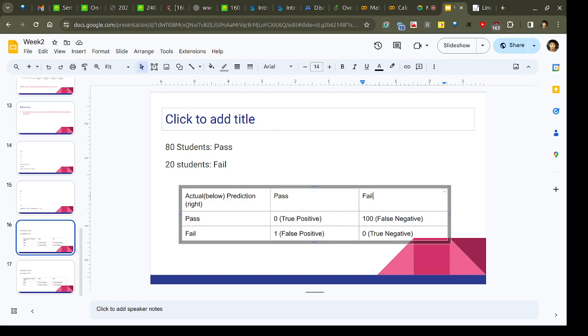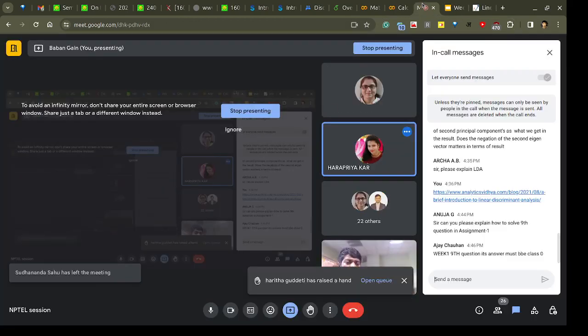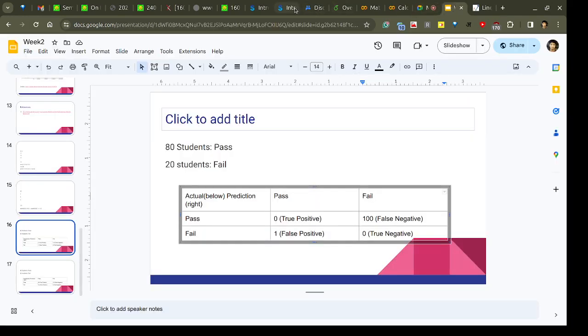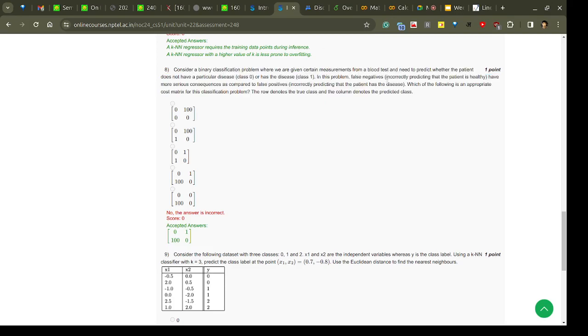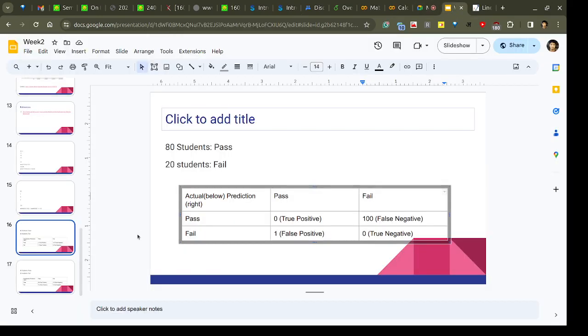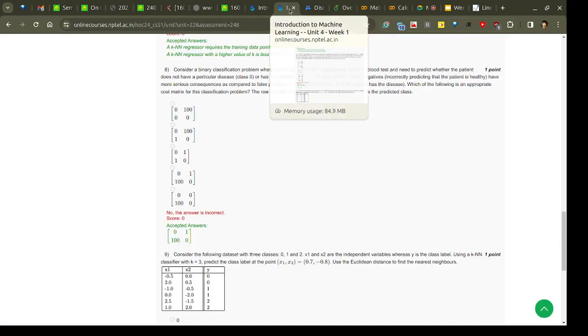Sir, how are you taking false negative as 100? So 100 is just an arbitrary value. The basic point here is that false negative should be more than false positive. You can say 1 and 2, that is also fine. Maybe 5 and 20, fine. By giving 1 and 100, we are saying that false negative is 100 times more dangerous than false positive. That's it.